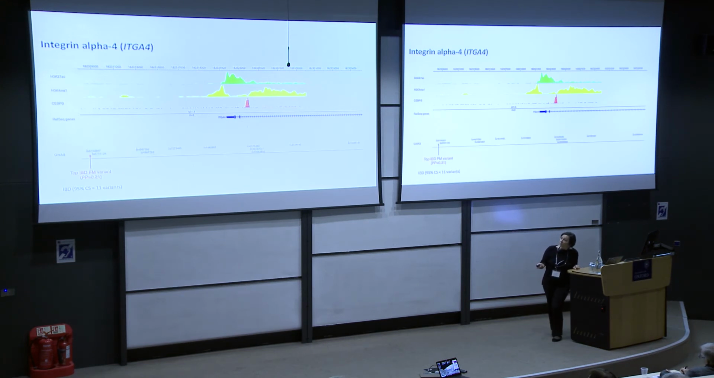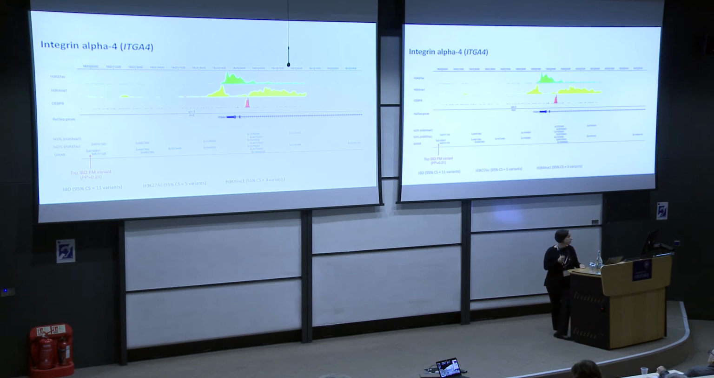This is an example of a variant in integrin 4. If you fine-map from the disease summary statistics, you have a credible set of 11 variants, and the top variant that is deemed most likely to be causal is a variant down here with really no information on its function and a low posterior probability.